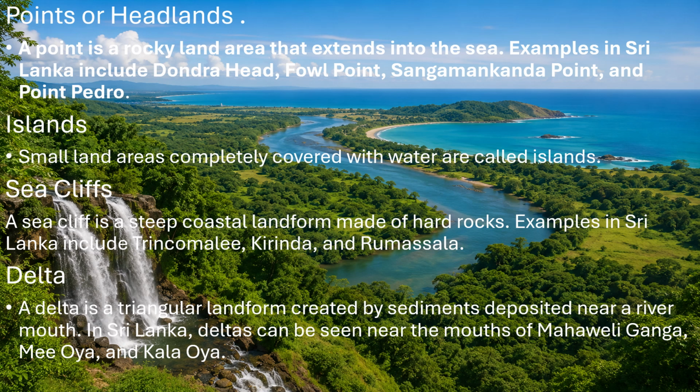Islands. Small land areas completely surrounded by water are called islands. Sea cliffs. A sea cliff is a steep coastal landform made of hard rocks. Examples in Sri Lanka include Trincomalee, Kirinda, and Rumassala. Delta. A delta is a triangular landform created by sediments deposited near a river mouth. In Sri Lanka, deltas can be seen near the mouths of Mahaveliganga, Mioya, and Kalaoya.